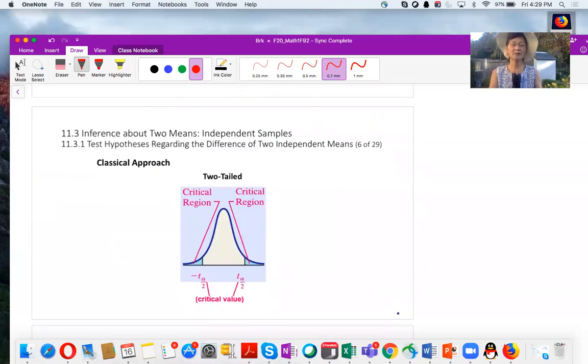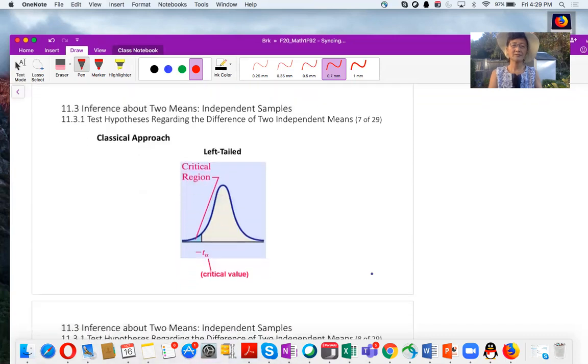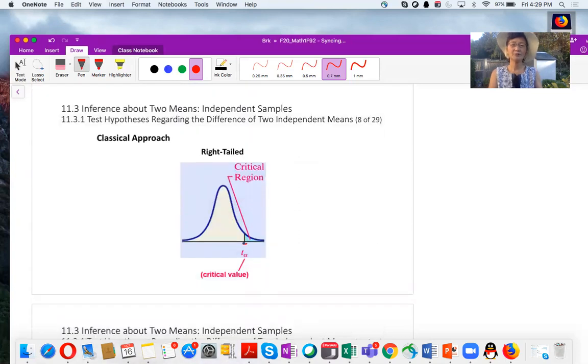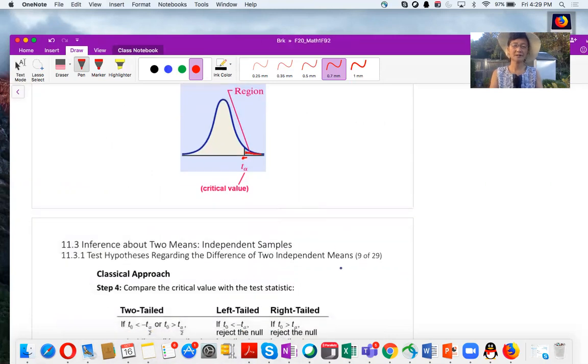When you use the classical approach, you need to find the critical value. This method is exactly the same as we did in the previous lectures. Two-tailed test, 2 critical values, 2 rejection regions. If you have a left-tailed test, you have a critical value here and the rejection region on the left-hand side, the left tail. If this is a right-tail test, the rejection region is the right tail.